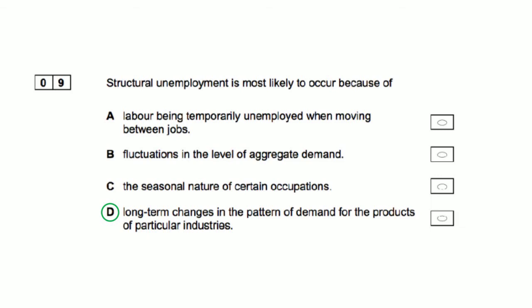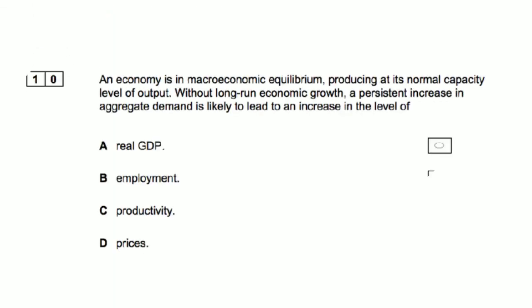Option A says labour being temporarily unemployed when moving between jobs, and this is known as frictional unemployment. B is fluctuations in the level of aggregate demand, and this has nothing to do with structural unemployment. Option C says the seasonal nature of certain occupations, and this is describing seasonal unemployment. This brings us on to the final question in this video, which is question 10.